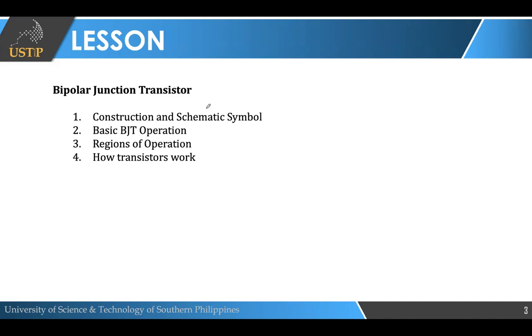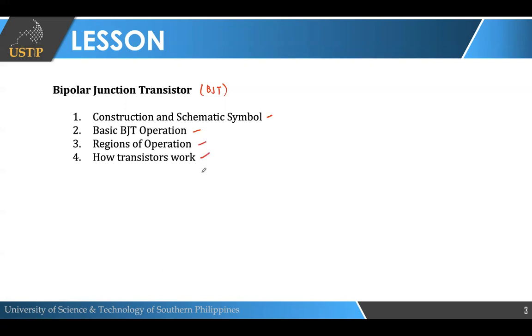So our first lesson for our final term is about bipolar junction transistor or BJT. And then after which we're going to discuss the field effect transistor. So the majority of our discussion on finals revolves around transistors. So in this lesson, we're going to discuss the construction and schematic symbol of BJT, and then the basic BJT operation, and then regions of operation, and then how transistors work.